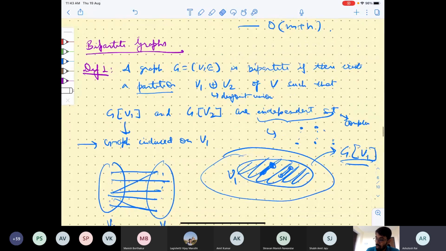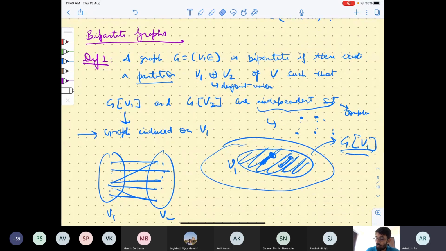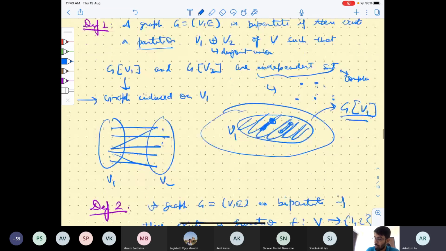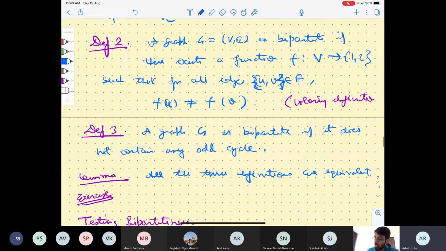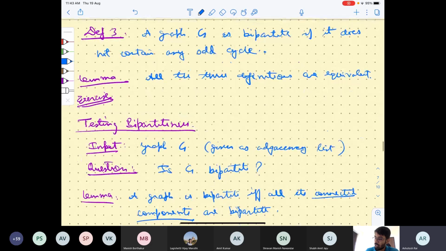Then we came to bipartite graphs. We gave three definitions of a bipartite graph. One is the partition definition, that you can divide the vertex set into two parts such that both the parts are independent. The second definition was that you can color the graph with two colors. You must have seen that before. And the third definition was that a graph is bipartite if it does not contain any odd cycles. All three definitions are equivalent. This was given as an exercise. And then the question was testing bipartiteness.